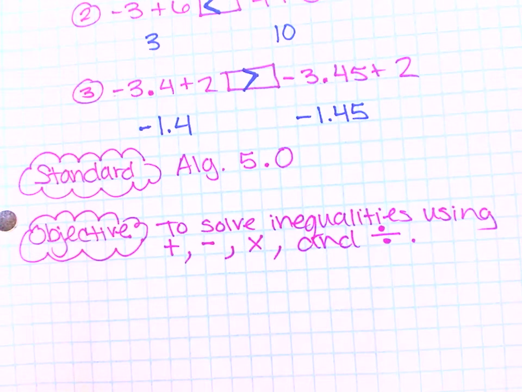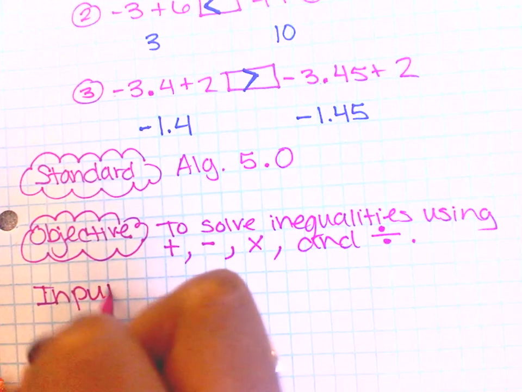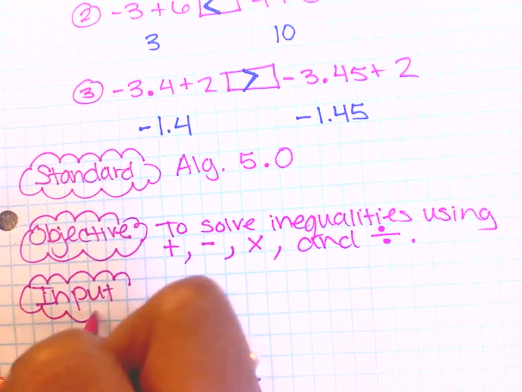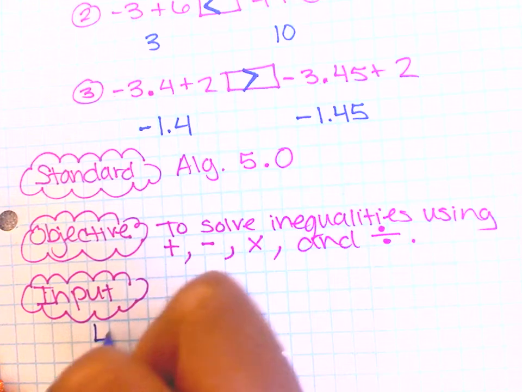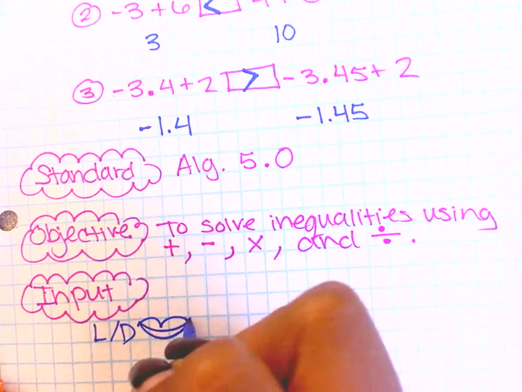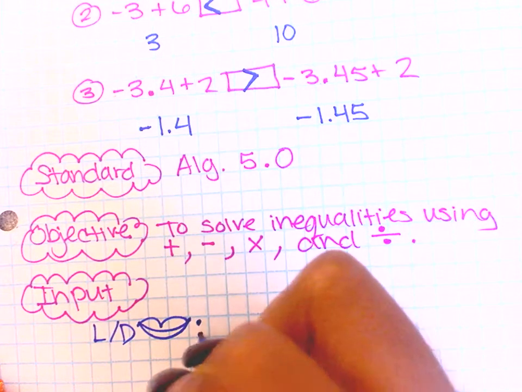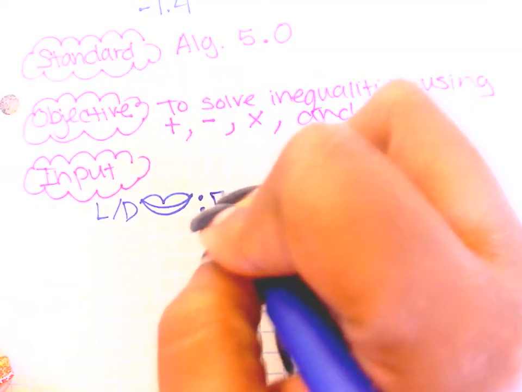All right, so again, we're going to solve inequalities, but we're going to use addition, subtraction, multiplication, and division. So moving on to input, we have a language of the discipline word that we need to know today. So go ahead and draw your language of the discipline icon. And today the word that we are going to need to know is equivalent inequalities.